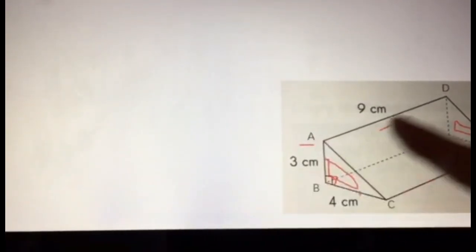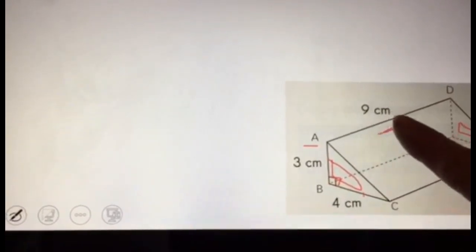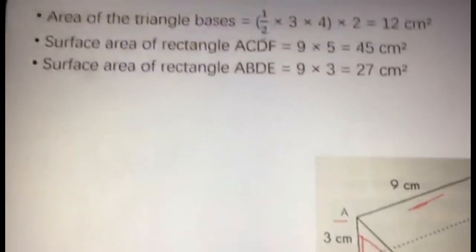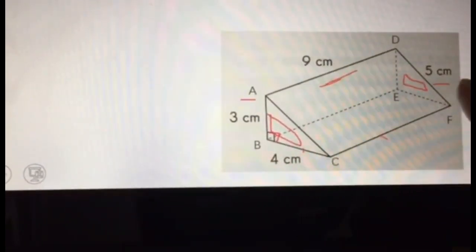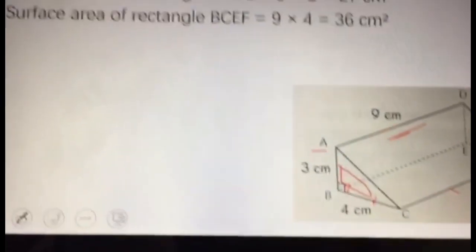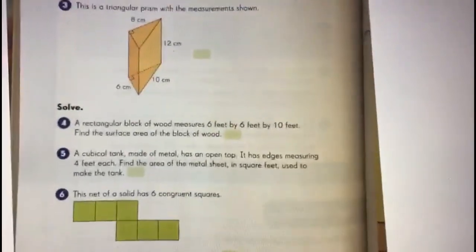Then I did the back, A, B, D, E. It has the same length, 9 centimeters, and the width is 3 centimeters, so 9 times 3. Then I did the bottom rectangle, B, C, E, F. The length again is 9 centimeters, and the width is 4 centimeters, so 9 times 4. And I put everything together. I believe it's pretty easy for you to understand how to work out the surface areas of prisms.